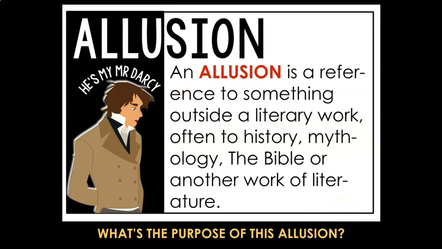What about allusion? An allusion is a reference to something outside a literary work. It can be to history, mythology, the Bible, or other literature. So this one you may not know. He's my Mr. Darcy. Mr. Darcy is a character from a really famous old-timey novel called Pride and Prejudice. There's a ton of movie adaptations. The 2005 adaptation is one of my favorite movies ever. But Mr. Darcy is the romantic lead in that movie. So if you're saying he's my Mr. Darcy, you're letting us know that he's the perfect guy for you. It's an allusion, it's a reference, and it lets us know by comparing to Mr. Darcy that this is your perfect guy.